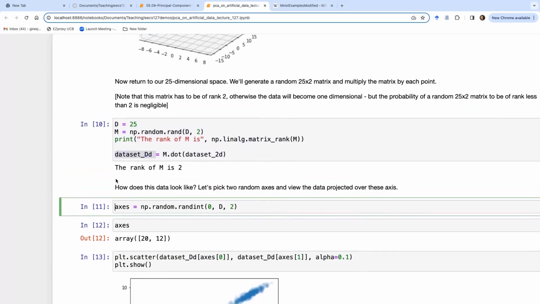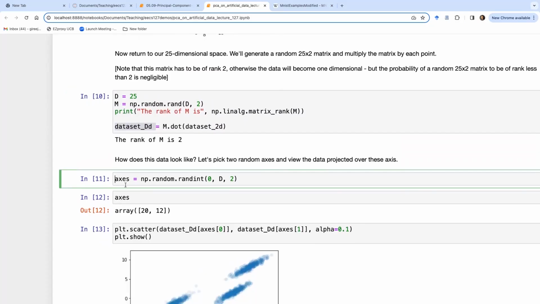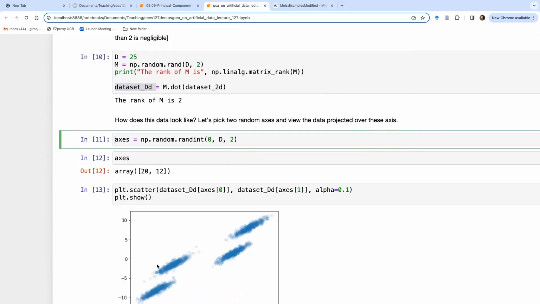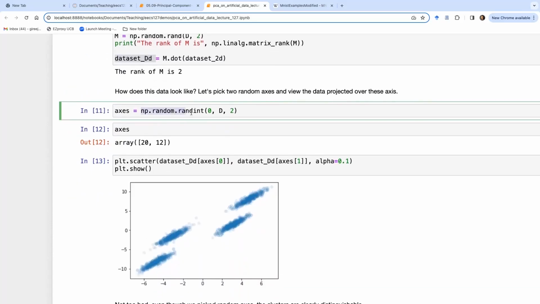So what does this data look like in 25 dimensions? Well, I do not know how to visualize it in 25 dimensions. So let's pick 2 random dimensions and project our data back down into those 2 random dimensions, okay? So we're not picking the same coordinate axis that we started out with. We're picking 2 different random dimensions, okay? So if I do that, you can see I'm picking the axis randomly. And I project down, and this is kind of what my data looks like.